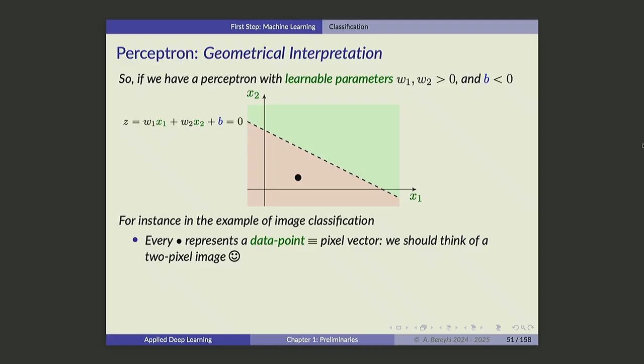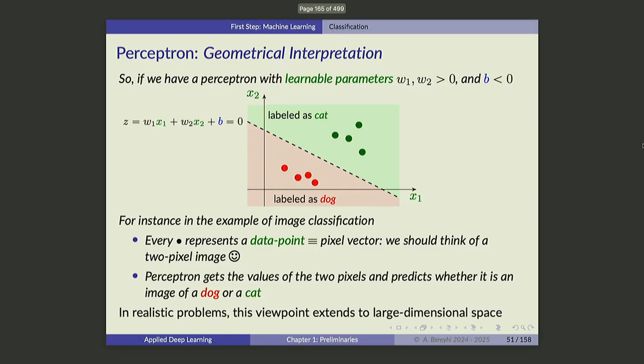So if you are given this data point, say this is a two-dimensional image, a two-pixel image, sorry, then this one is going to be labeled as 0, right? Because it is lying below the line described by your perceptron. Anyone below is going to be classified as a dog. Anyone above is going to be classified as a cat, right? Everybody's cool?